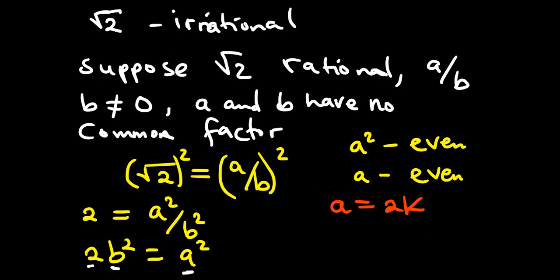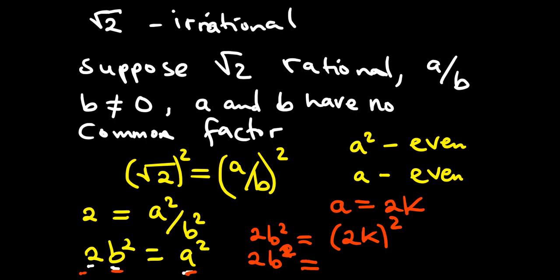So we'll go back now to the other part of the equation where we left from. So we said 2b squared is equal to a squared. So I can get this and replace. I'll say 2b squared is equal to, where there's a squared, I can replace with my 2k, then I square that. So from here I'll have that 2b squared is equal to 4k squared.